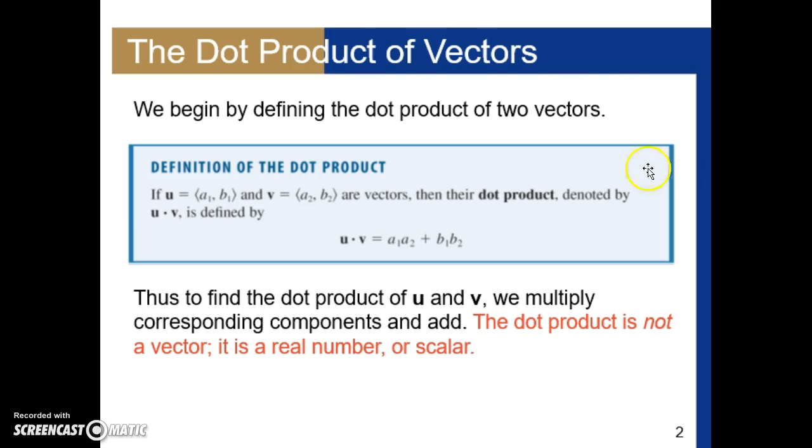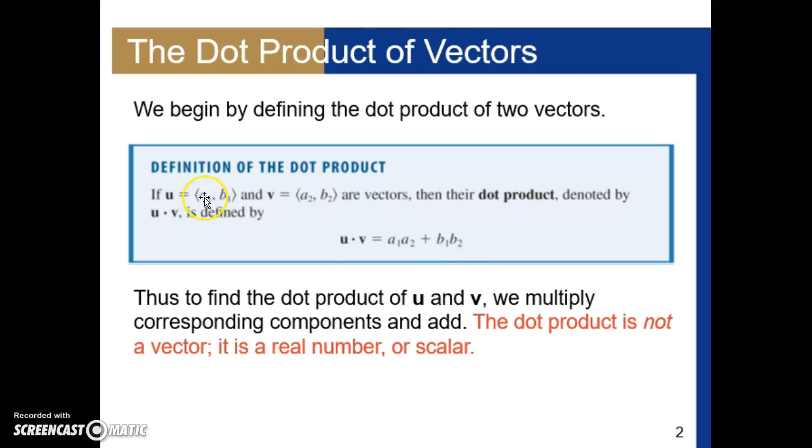If I have vector u, which has horizontal component a sub 1 and vertical component b sub 1, and then I have vector v, horizontal component a sub 2, vertical component b sub 2, the dot product of those vectors is denoted by u dot v, and the dot is pretty dark. It's bold, just like u and v are, so we know we're talking about the dot product of the two vectors u and v. It's defined by the product of the horizontal components plus the product of the vertical components.